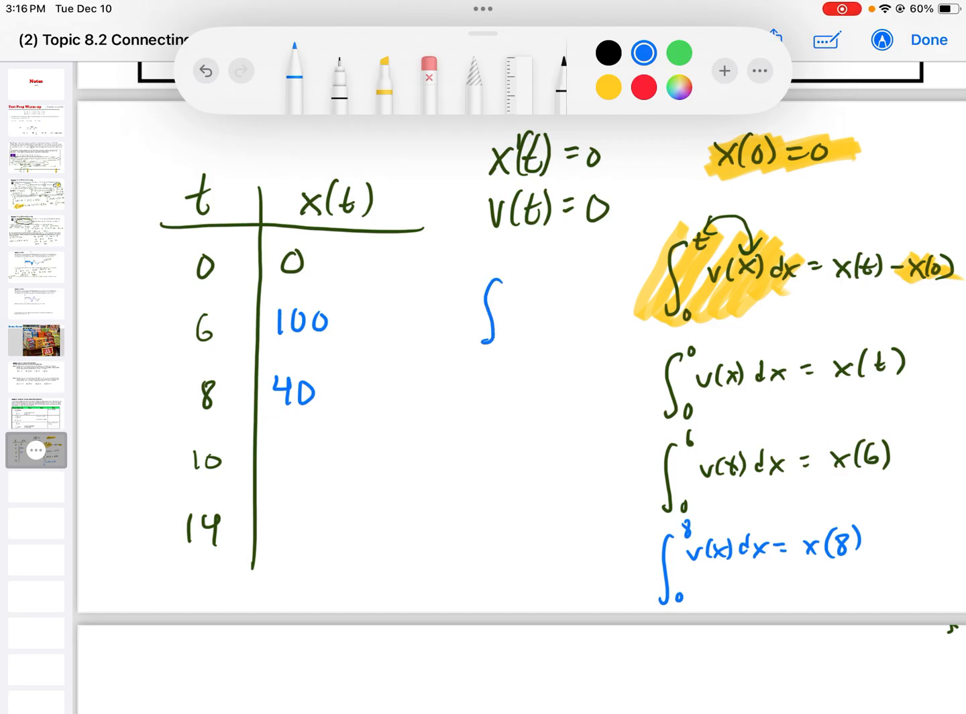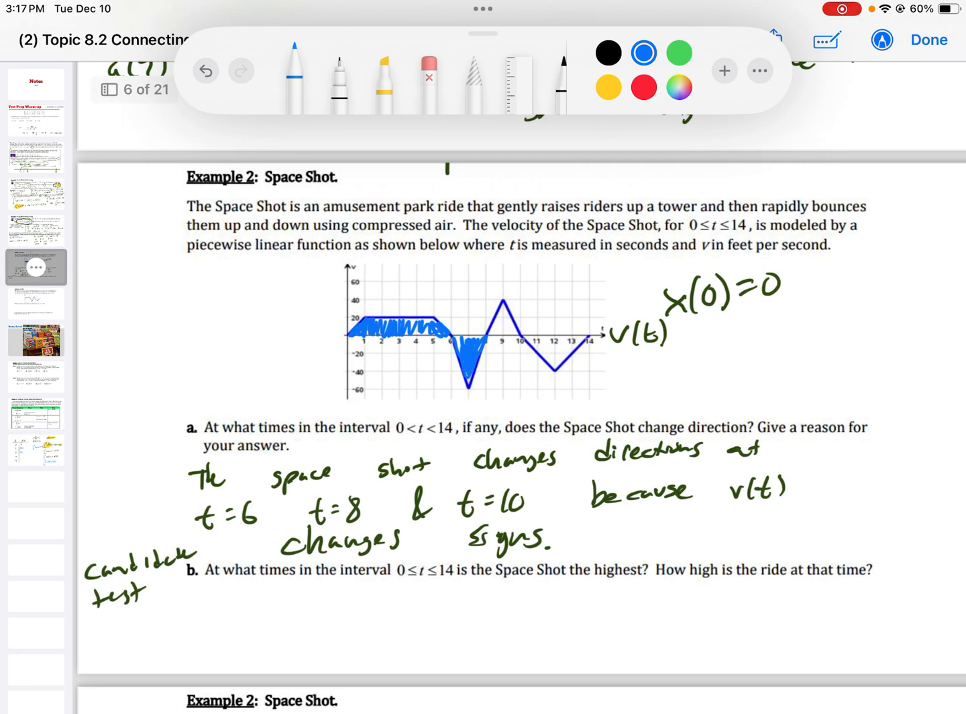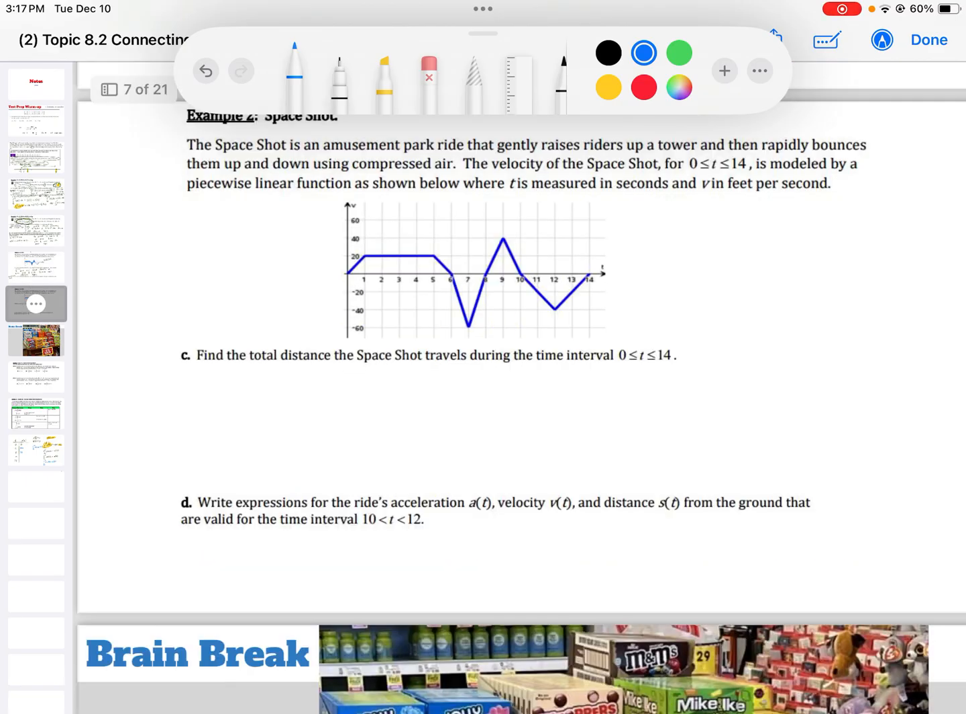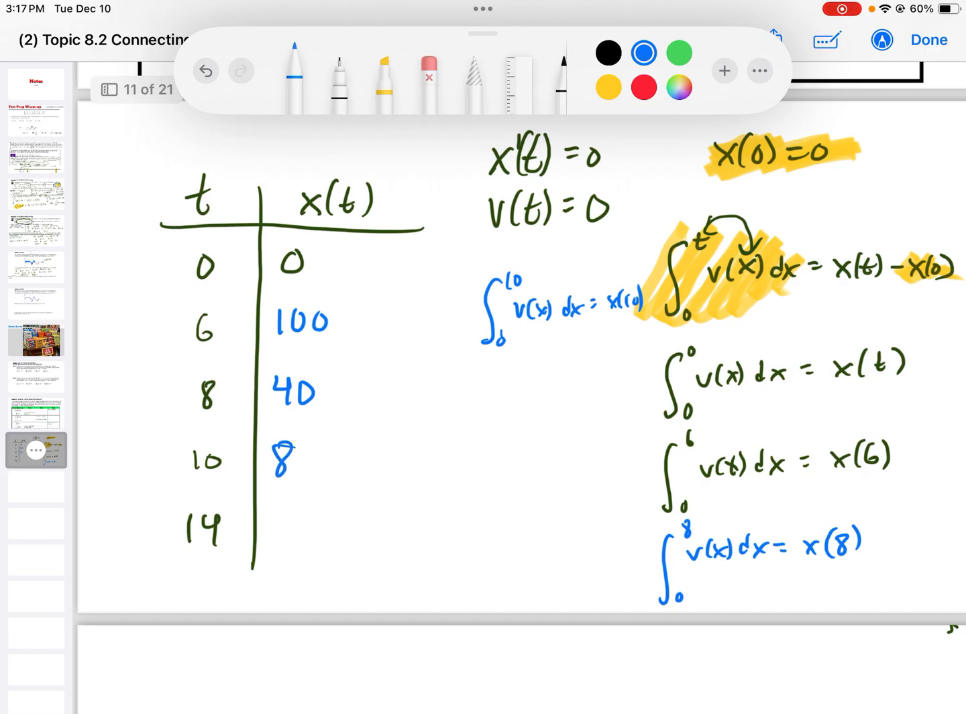Wait, did I say 6? I meant whatever I said. And then at 10, the integral from 0 to 10 of v of x dx is going to equal whatever x of 10 is. So I go back to my graph. That was 100 minus 60, and now plus 40, so that's 80 total. The area under the curve is 100, then minus 60, then plus 40, so 80.